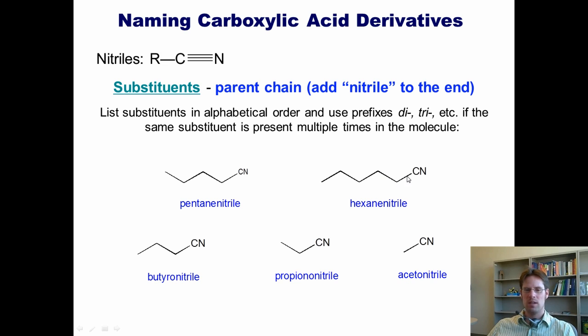This compound, following the same convention, is called hexane nitrile. This compound would be called butane nitrile, or if you're using common nomenclature, is known as butyronitrile. This compound would be called propane nitrile, or using common nomenclature, propiononitrile. That's kind of weird. And this compound would be ethane nitrile, commonly known as acetonitrile.